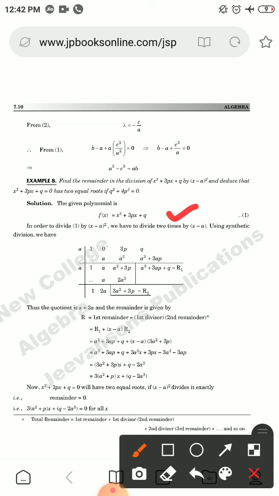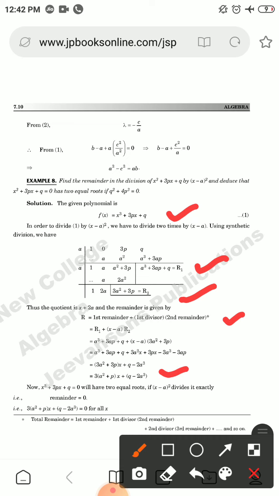In order to divide first by x minus alpha square, we have to divide two times by x minus alpha using synthetic division. Dividing two times, we have the quotient x plus 2 alpha, and the remainder is given by r equal to first remainder plus first divisor into second remainder, r1 plus x minus alpha r2. Putting the values and solving, 3 alpha square plus p into x plus q minus 2 alpha cube.